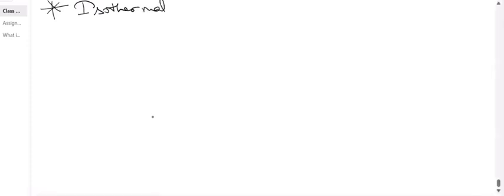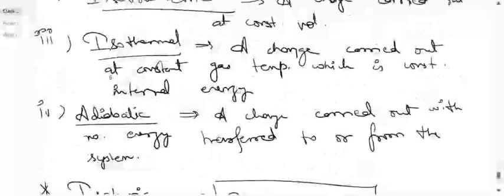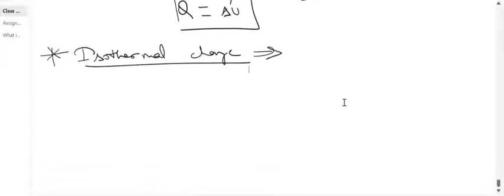Okay. Isothermal change. Now observe the isothermal change. Isothermal means temperature remains constant. Thermal means what? Temperature remains constant, right? What we had written: a change carried out at constant gas temperature, which is constant internal energy of the system. So here internal energy remains constant first, and then the temperature also remains unchanged.